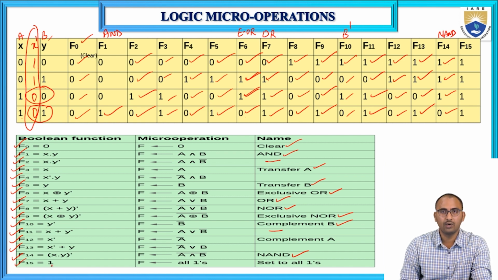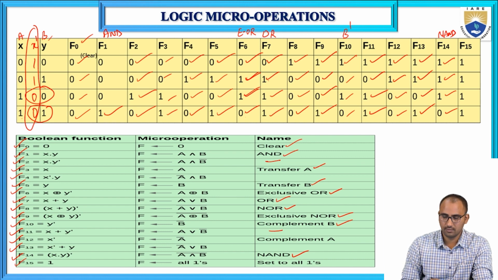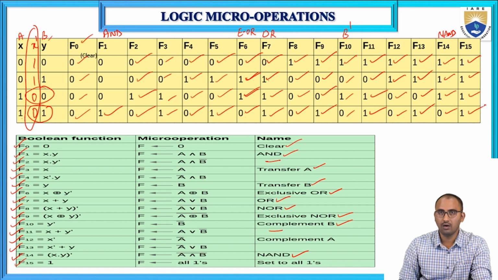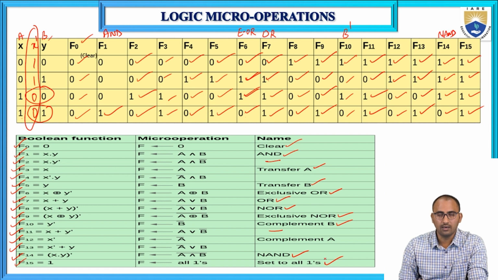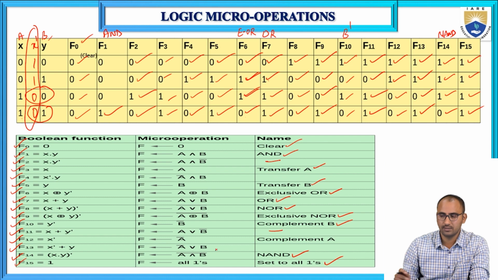And the last one, F15, is equal to 1. So that indicates that the register is loaded with all ones. So F15, all ones. The register is loaded with all ones. Okay. So these are the different total 16 logic micro operations.